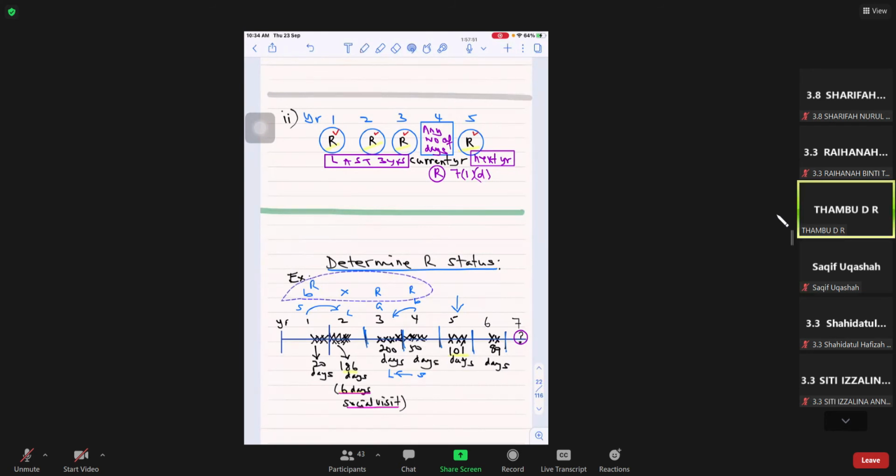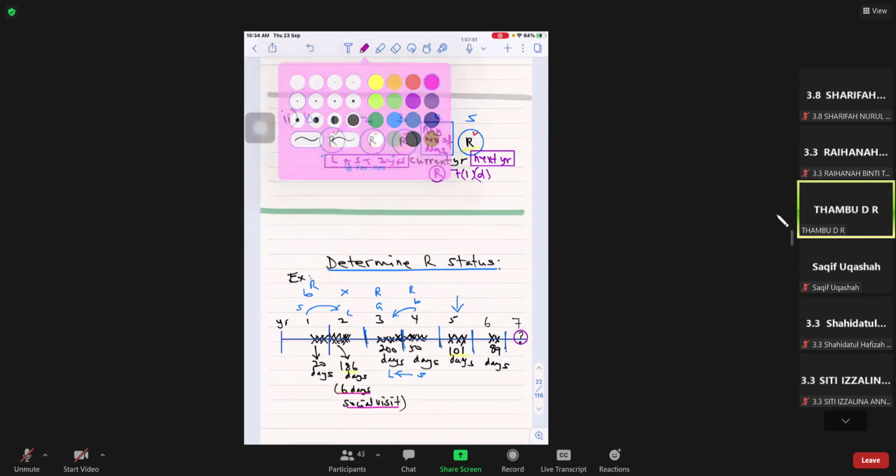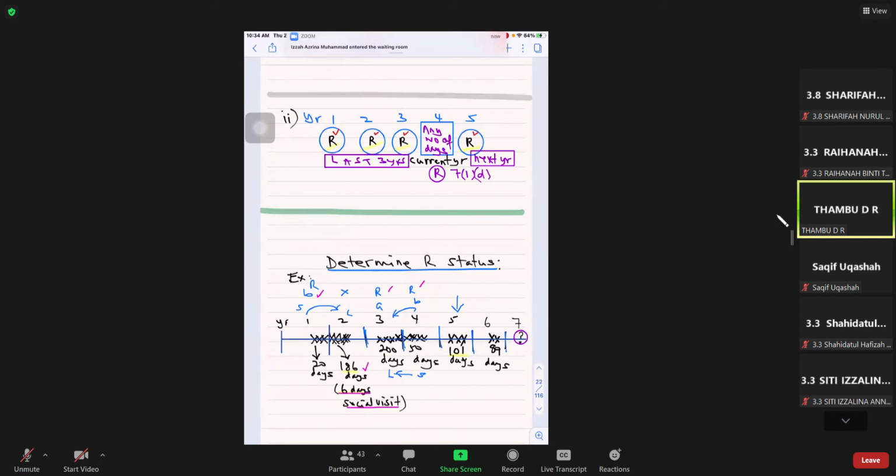Look, last 4 years, 3 years are okay. Correct or not? 1, 2, 3. And in fact, this is also okay because more than 90. Current year, more than 90. Previous 4 years, either resident or 90. So every year is okay. For this one is also okay. So I can use a resident status under section 71C.